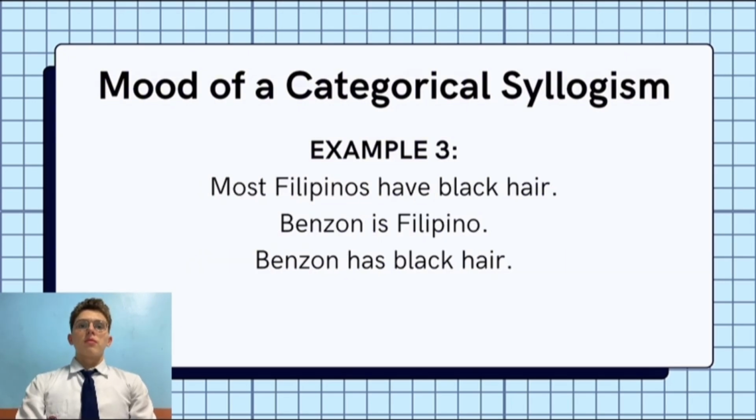Example 3. Most Filipinos have black hair. Benzon is a Filipino. Benzon has black hair. With the third example, the mood of the major premise starts with most, so we can determine it is positive existential, denoted as I. The mood of the minor premise begins with all are, therefore it is positive universal, denoted as A. In the conclusion, it is still all are, therefore it is still positive universal, denoted as A. With this information, we can determine the mood of the argument is IAA.